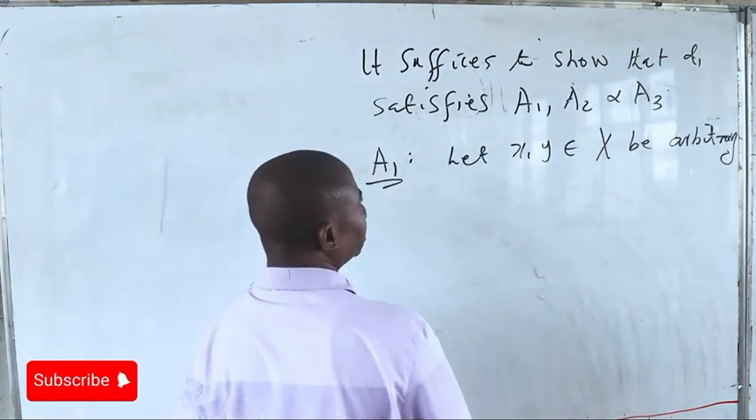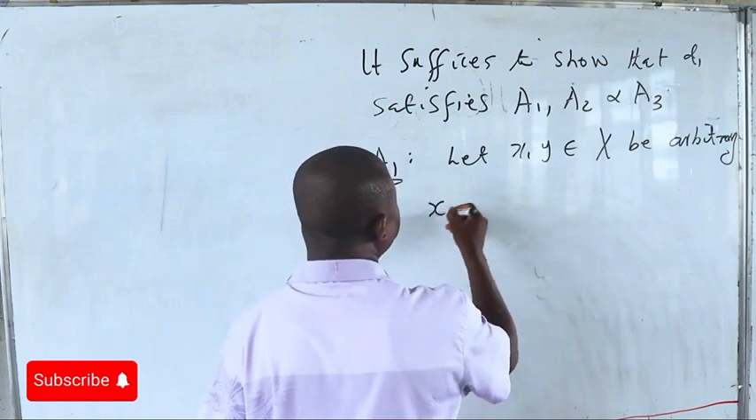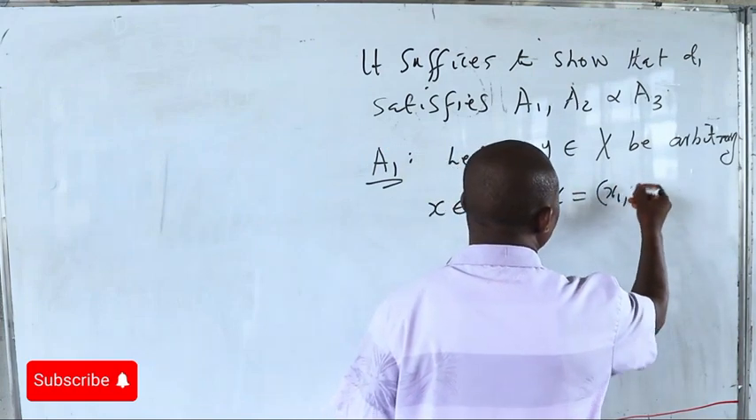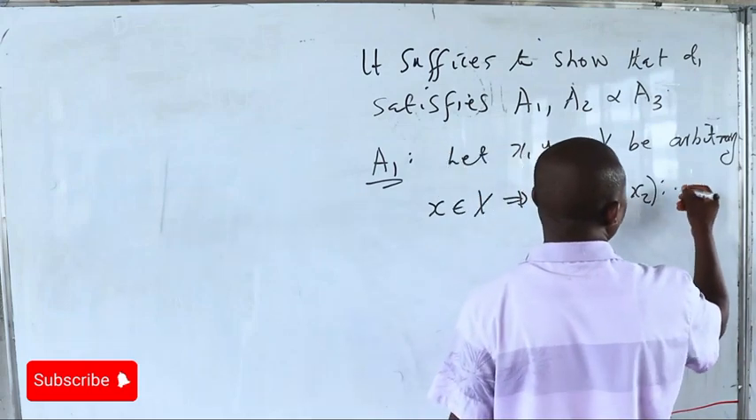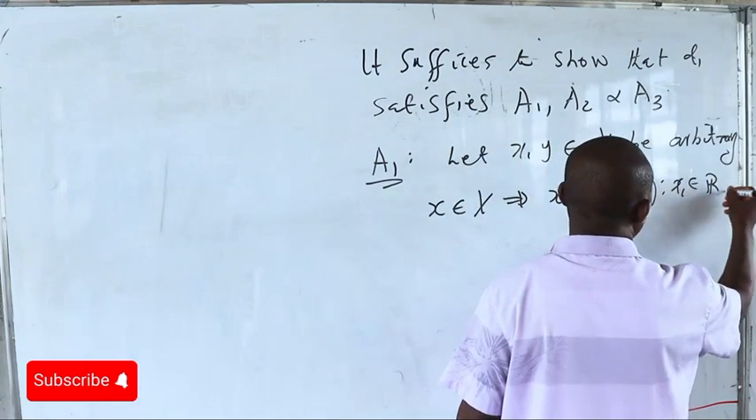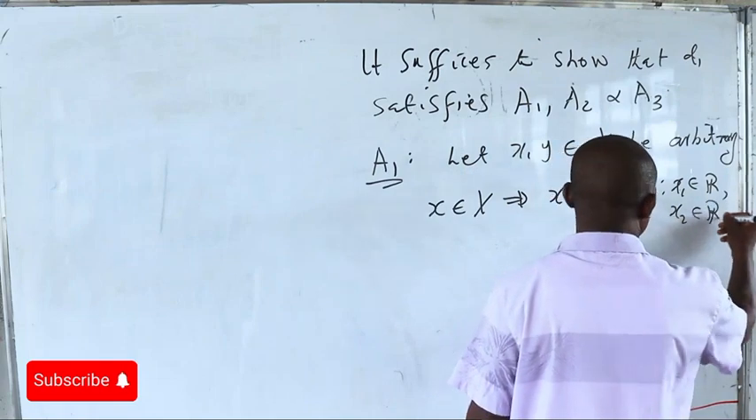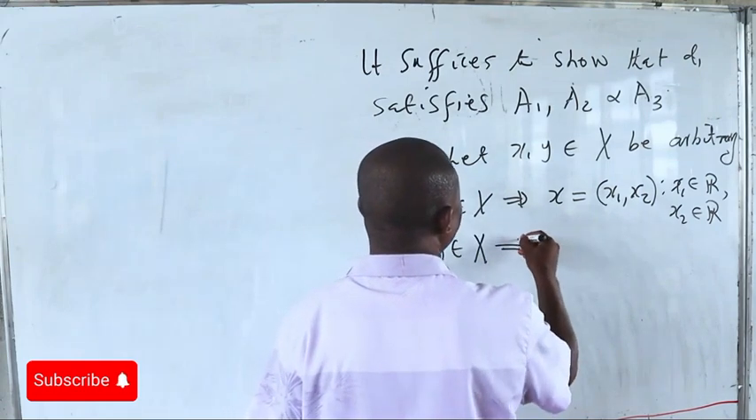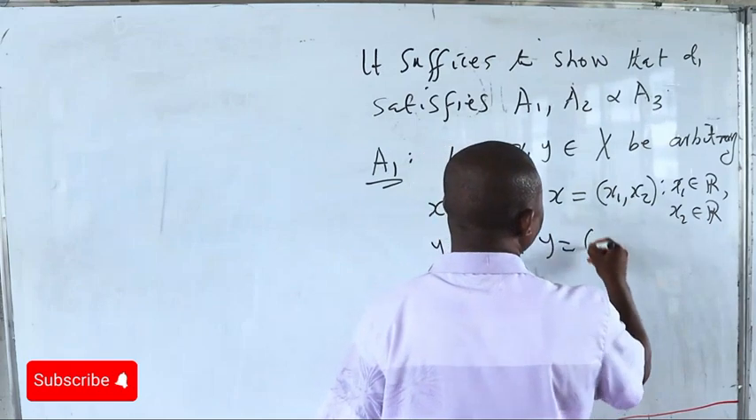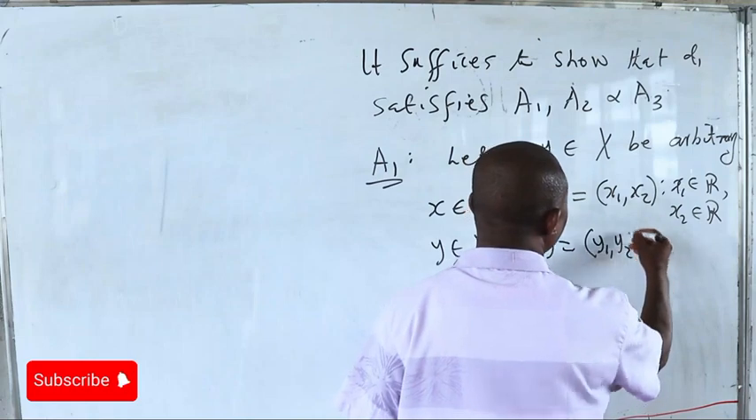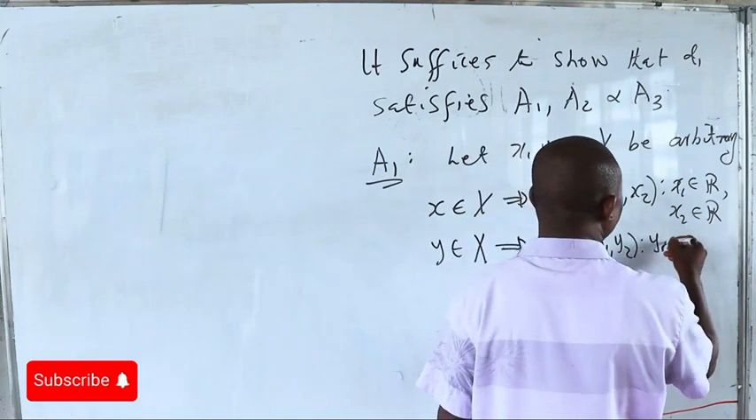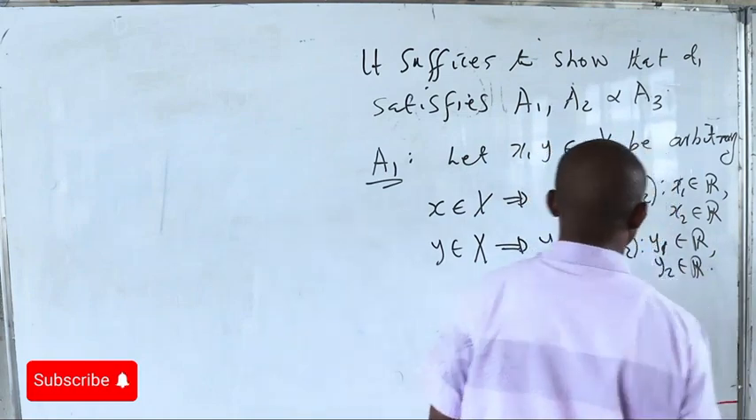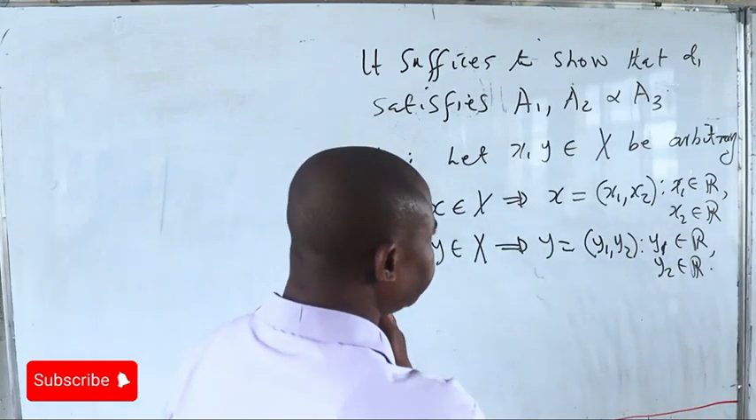What does it mean? This means x in capital X means I can write x in the form (x1, x2) with x1 a real number and x2 also a real number. Similarly, y belongs to capital X means that I can write y in the form (y1, y2) with y1 a real number and y2 also a real number. This is what it is.